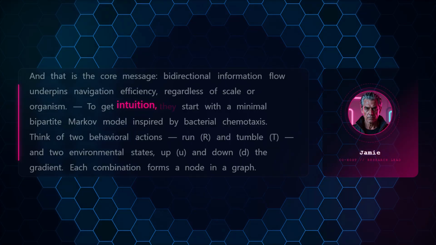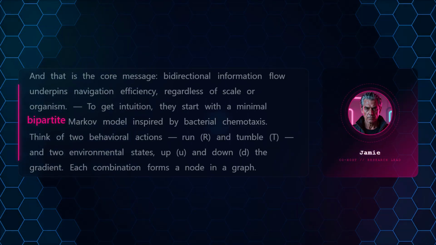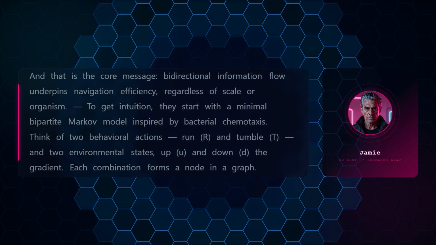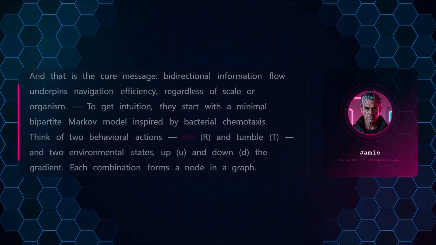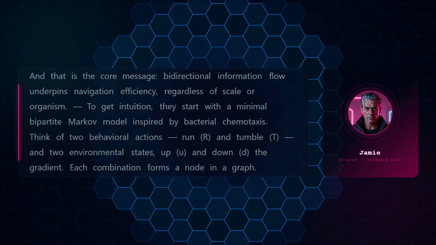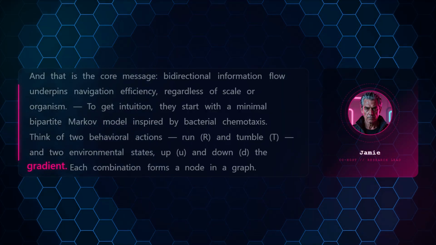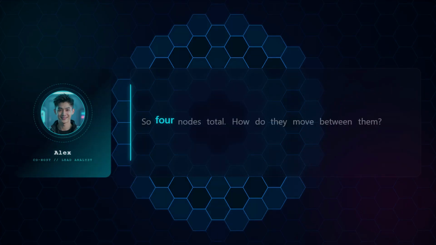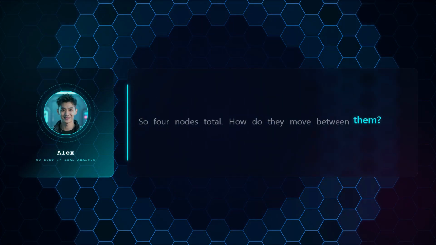To get intuition, they start with a minimal bipartite Markov model inspired by bacterial chemotaxis. Think of two behavioral actions, run, R, and tumble, T, and two environmental states, up, U, and down, D, the gradient. Each combination forms a node in a graph. So 4 nodes total. How do they move between them?